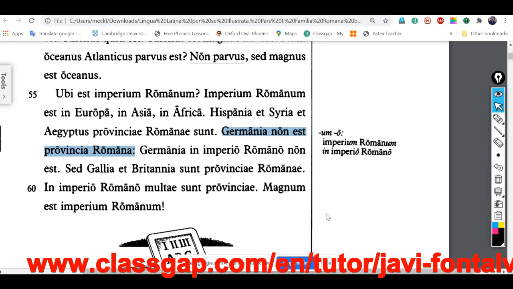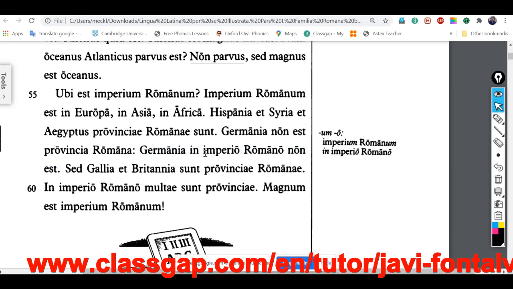Germania non provincia Romana est. Germania no es provincia romana. Alemania no es una provincia romana. Germania in Imperio Romano non est. Alemania no está en el Imperio Romano.